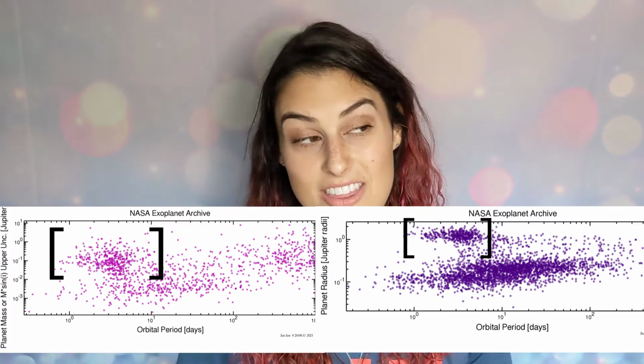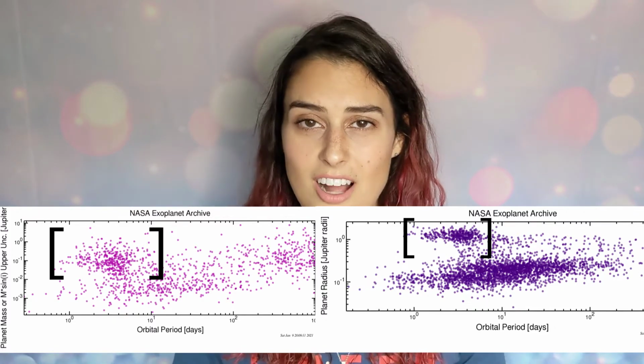Also, hot Jupiters don't tend to be stable on extremely long time periods, and so they're probably eventually going to be devoured by their star. If you look at these plots, you can see that there are a lot of hot Jupiters, and so you might think hot Jupiters are very common.